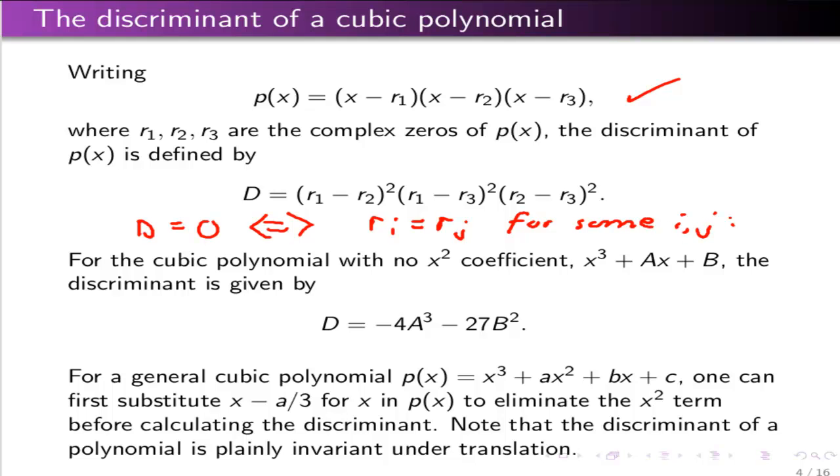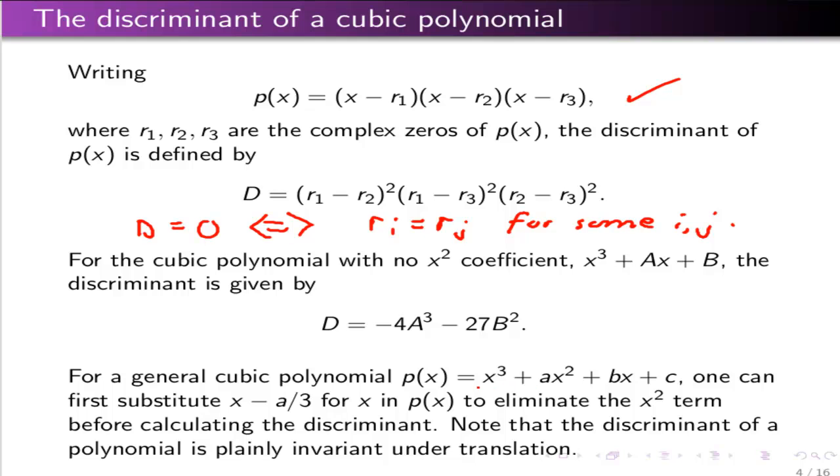And there's a formula for the discriminant that you derive in your algebra classes. So if the cubic polynomial is given without an x squared coefficient, the discriminant is minus 4a cubed minus 27b squared. So this is the analogy of the famous b squared minus 4ac discriminant you see for quadratic polynomials. It's a little more complicated if you have the x squared coefficient as well.